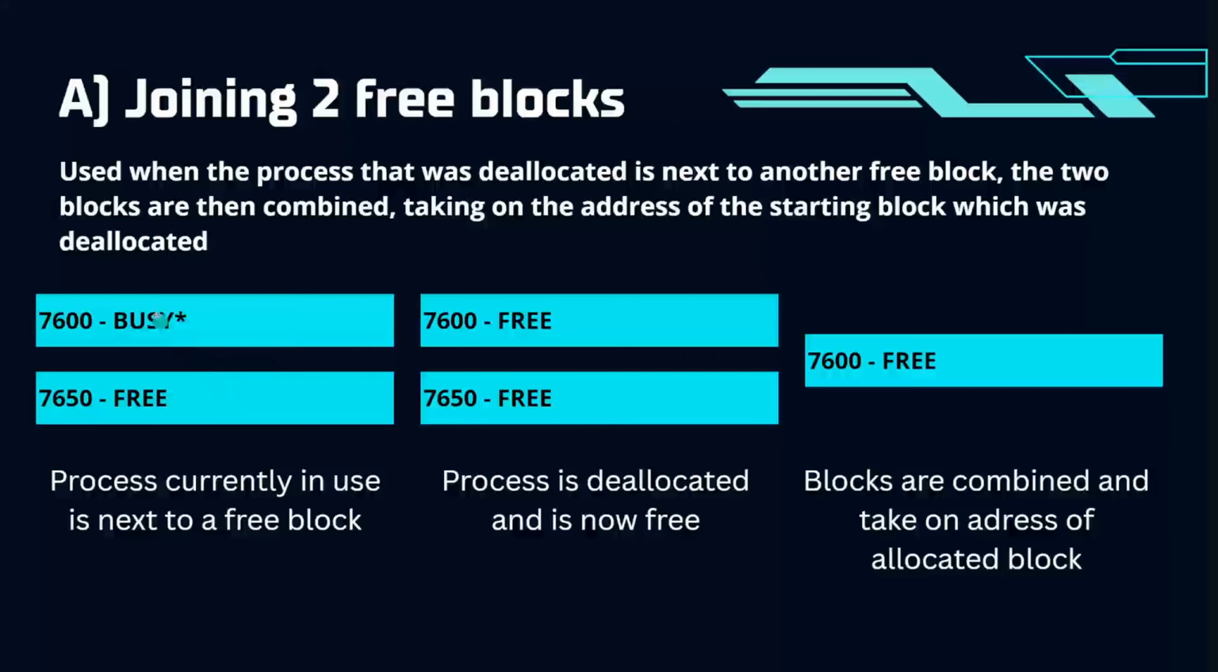A process currently in use is next to a free block, as represented by this diagram here. The process is deallocated and is now free, as shown by this diagram here. The blocks are then combined and take on the address of the allocated block.